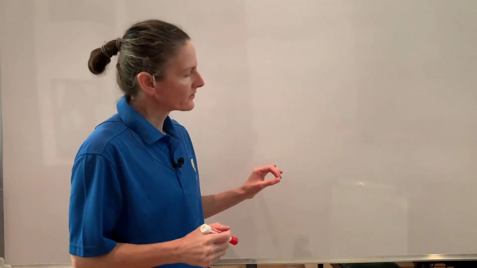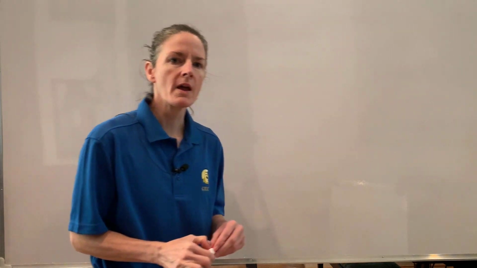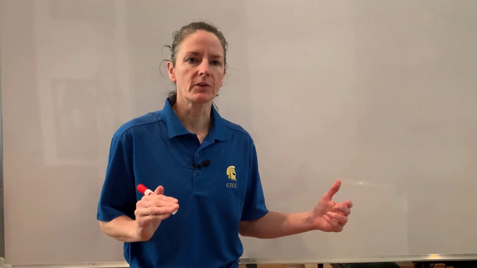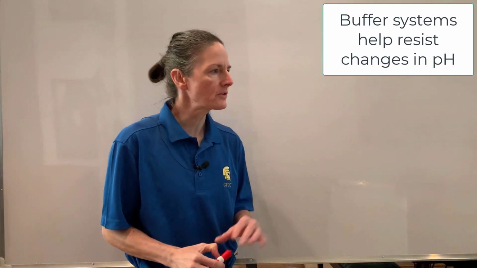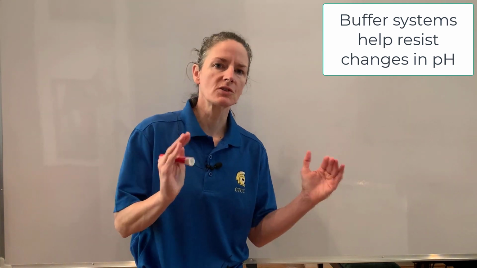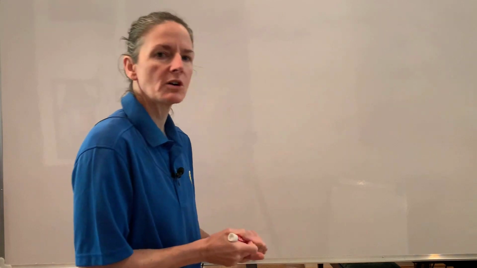Now that we've looked at acids and bases, we can look at some types of acids that do not dissociate completely in water. These would be what we call weak acids. And weak acids, and what we call their conjugate base, are very important for something we call buffer systems. So these weak acids and their conjugate bases can comprise a buffer system, and a buffer system helps resist changes in pH. So let's talk about homeostasis again.